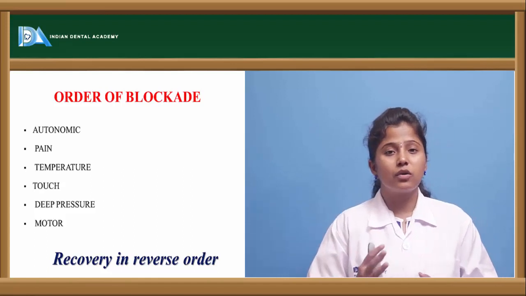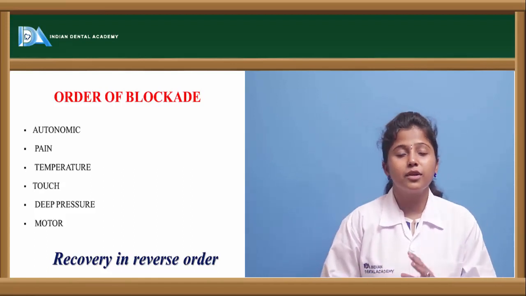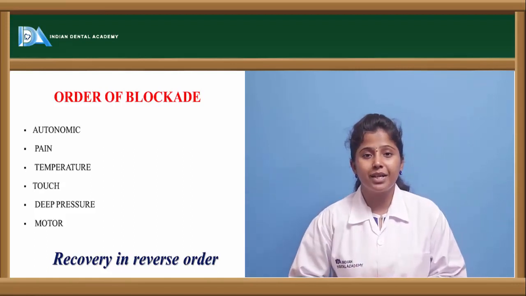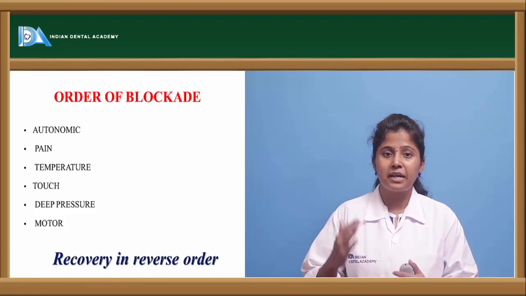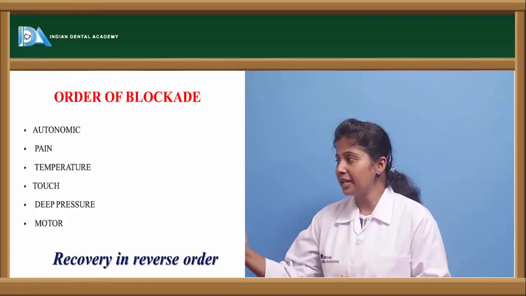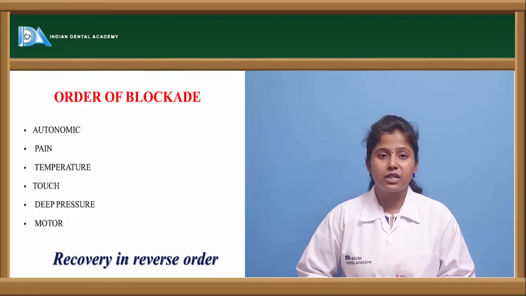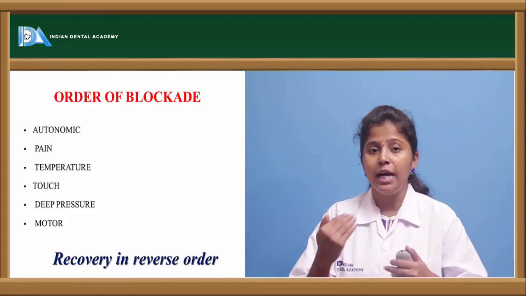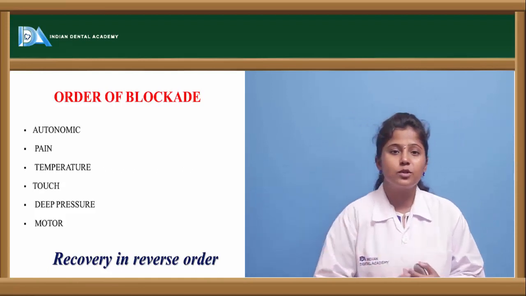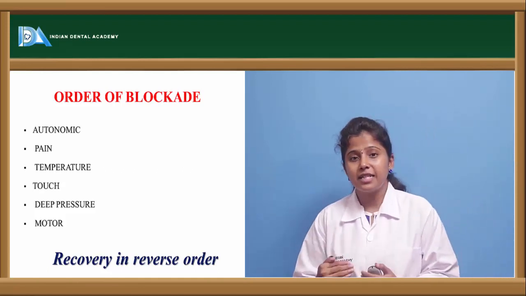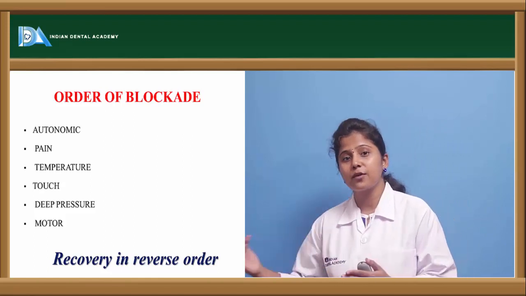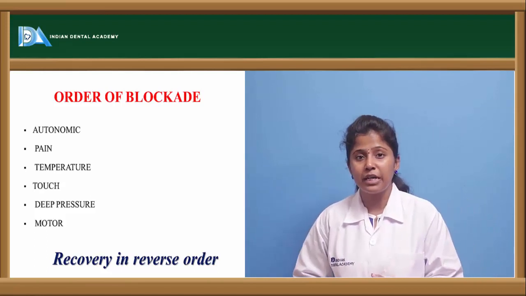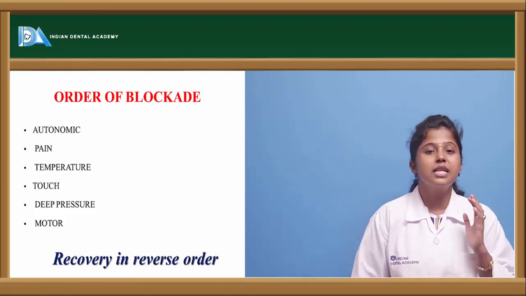Now we'll see how the order of blockade takes place. First, when we inject the local anesthetic, the autonomic nervous system is paralyzed, and once it is blocked, it won't induce pain, and the temperature sensation is lost. Once the temperature is lost, the person loses the sensation. And if the loss of sensation persists for a longer period of time, the pressure inside the body increases, and thereby the motor nerve is impaired.